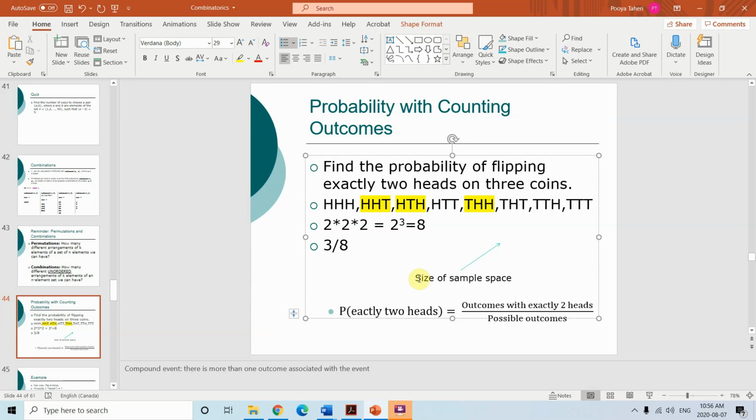To find the probability of an event happening, we have to first figure out how many different possible outcomes we can have, right? And out of those outcomes, how many of them are desirable? Like in this case, how many of them would have exactly 2 heads, right? So this is how you would answer this kind of problem.